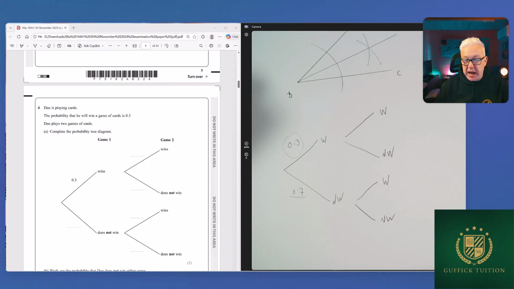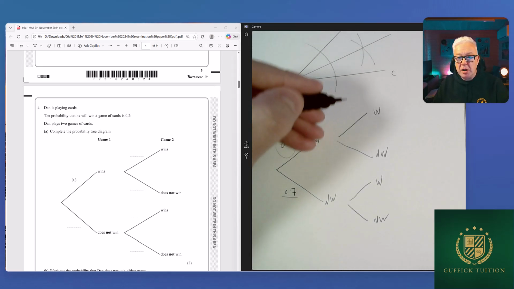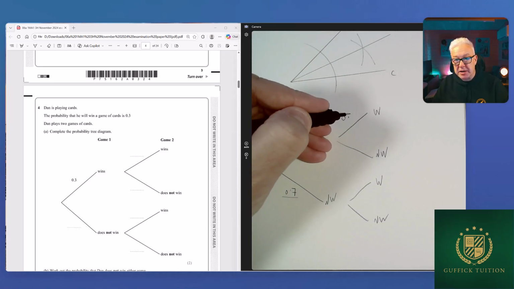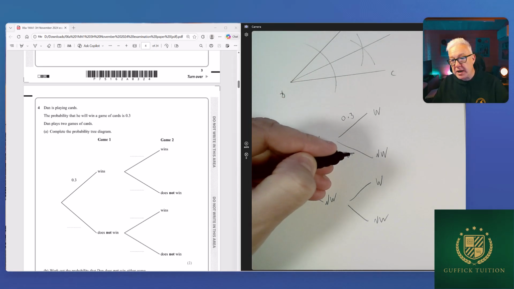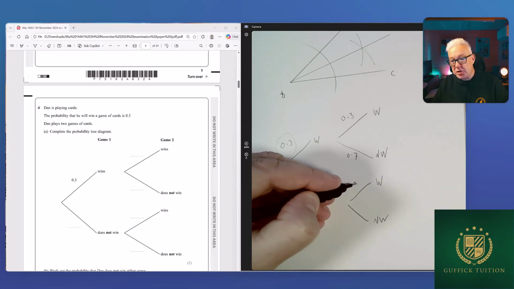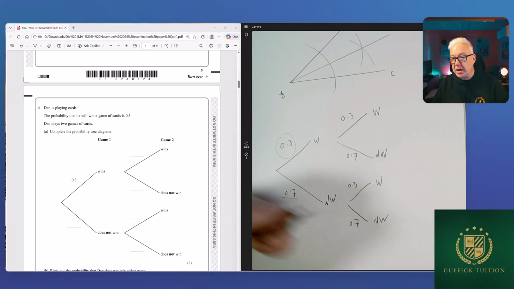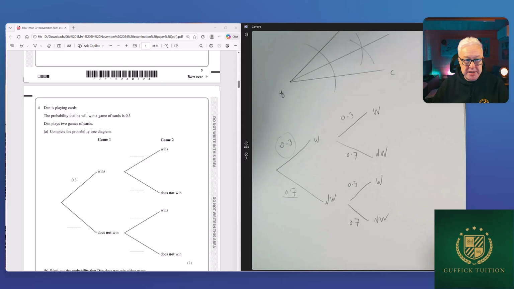Now, it's the same game of cards that Dan's playing twice. So therefore, the probability that he wins the second time is the same as before. So all of these branches also say 0.3 and 0.7 because it's the same event. Playing the game of cards has got the same probability of winning each time you do it. Okay, so that's the tree diagram completed. Now let's see what's next.